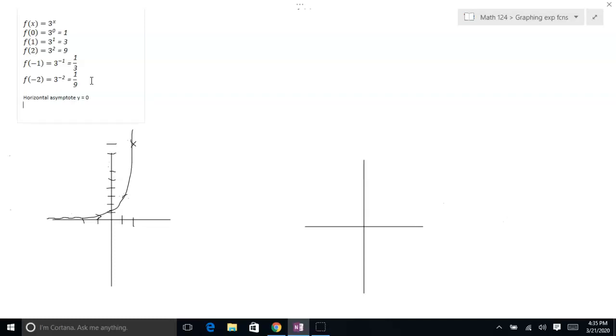Also, we're going to notice the point (0, 1). That came from 3 to the 0 power. Well, no matter what the base is, anything to the 0 power is 1. So that's going to be an important point on exponential graphs. My base was 3, which is more than 1. What if I have a fraction for a base?